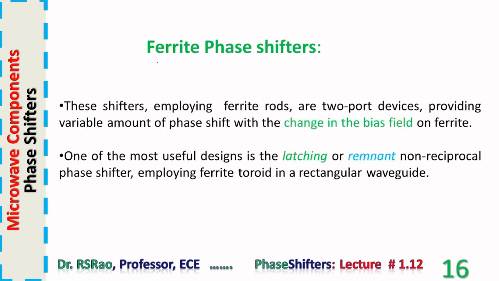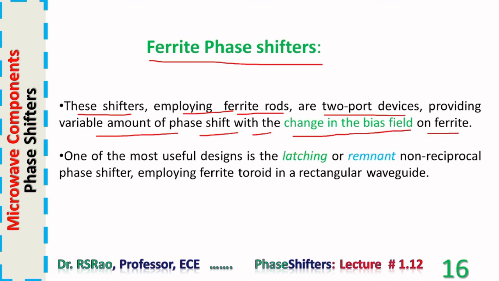Another type of phase shifters are ferrite phase shifters. These shifters employ ferrite rods. These are two-port devices providing a variable amount of phase shift with the change in the bias field on the ferrite. One of the most useful designs is the latching or remnant non-reciprocal phase shifter employing a ferrite toroid in a rectangular waveguide.